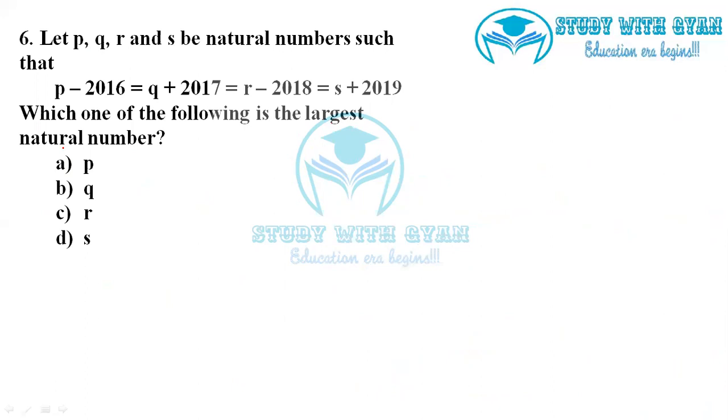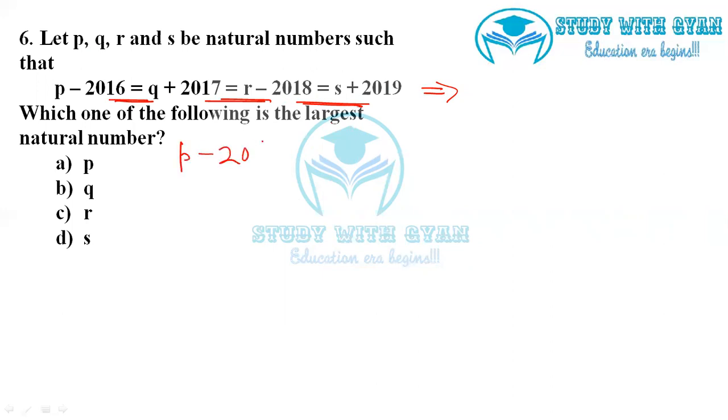Which one of the following is the largest natural number in the given question? For this, you can follow two approaches. First I'll go with the lengthy statement, then I'll go with the simplest one. You can compare all these values, like first I'll pick these two, then these two, then these two, and just compare.